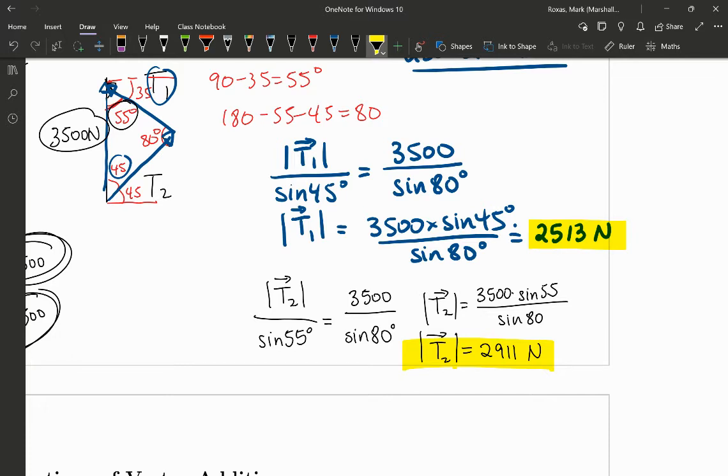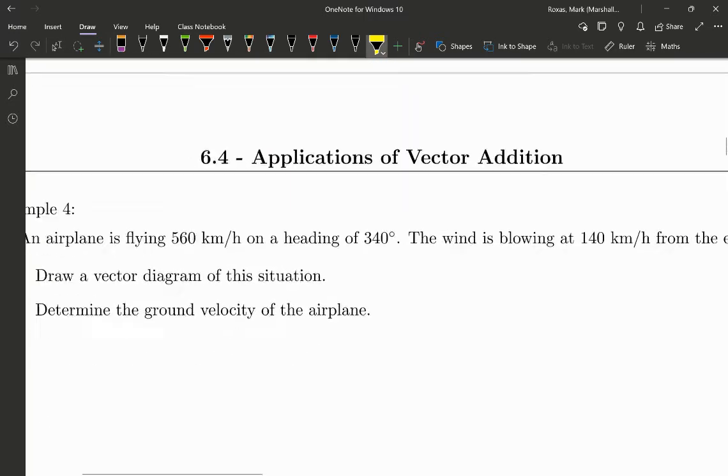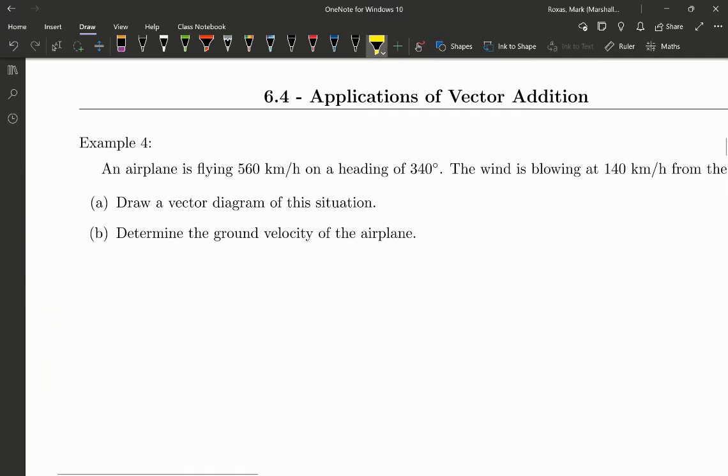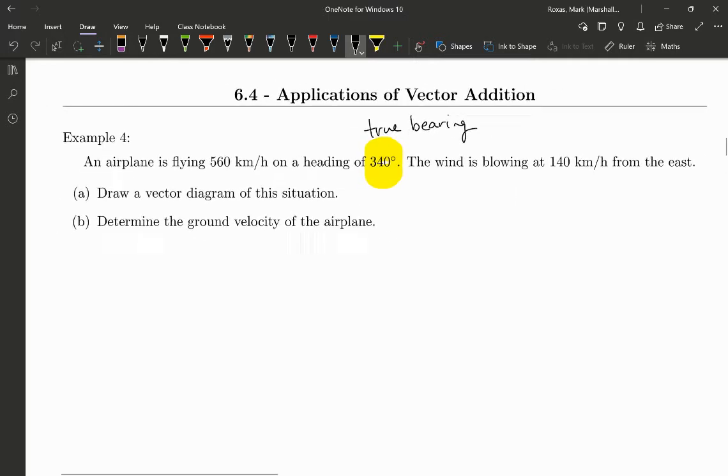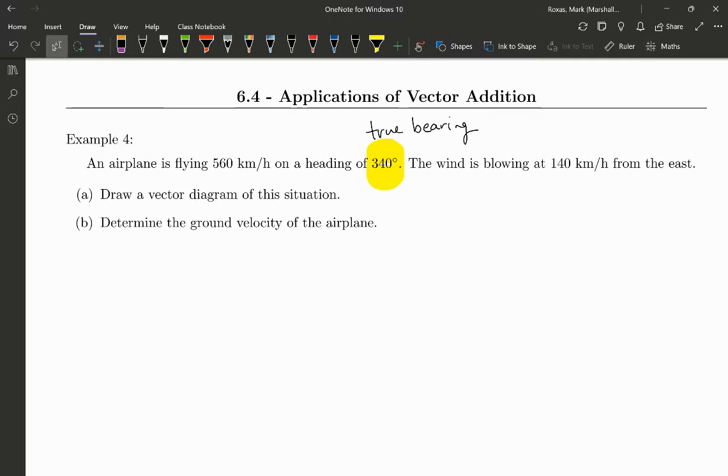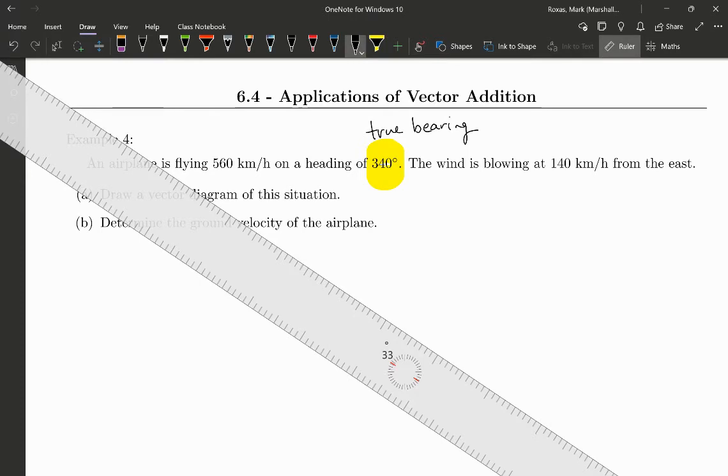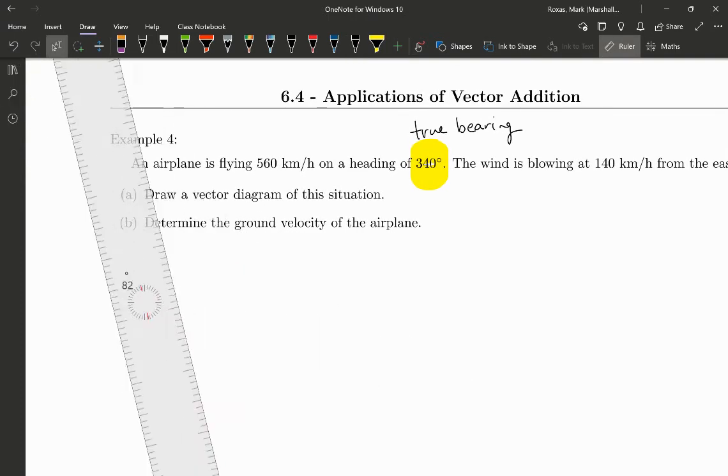Moving on to our next problem, example number 4. An airplane is flying 560 kilometers per hour on a heading of 340 degrees. Keep in mind, that's not a quadrant angle, that's a true bearing. And we have the wind blowing at 140 kilometers per hour from the east. Part A, draw a vector diagram of this situation. And part B, determine the ground velocity of the airplane. So here's our vector diagram. I'm going to draw a diagram.